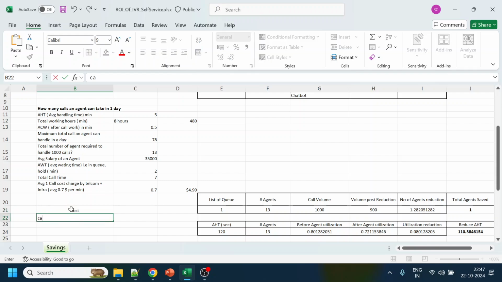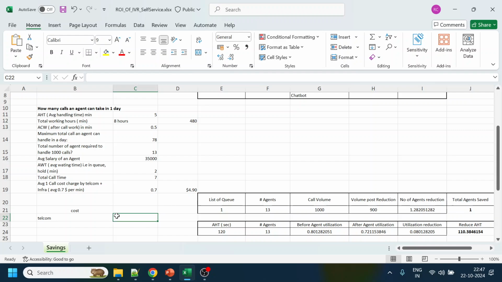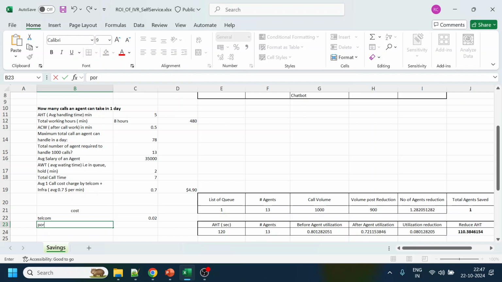So one is the telecom charge, right? They usually charge around 0.02, something like that. Then there is the holding line or port charge, right? The port charge is around 5,000 per port, so you can do the calculation for the whole year or a particular day.